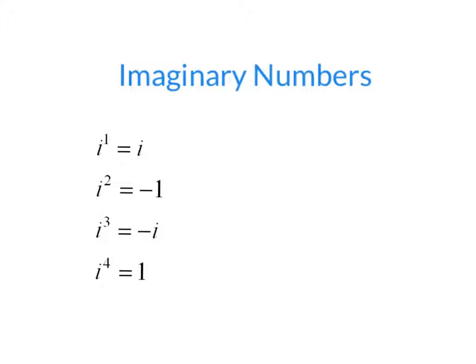These are the most common powers of i. I to the first is i, i squared is -1, i cubed is -i, and i to the fourth is 1. These are the ones I suggest you memorize. You can get them with your calculator though, so you really don't have to memorize them, but these are the ones you should know right away.